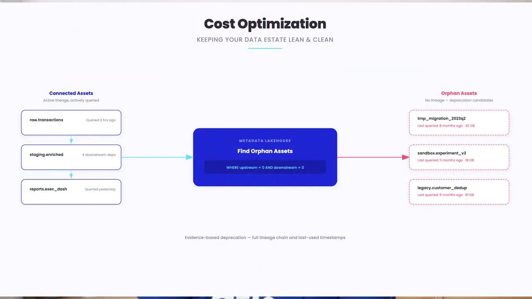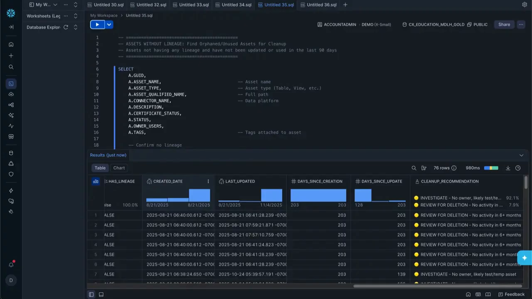Next is keeping our data estate lean and clean through cost optimization. Any asset with no upstream lineage and no downstream lineage is an orphan. It's not feeding anything, and nothing is feeding it. Combined with usage metadata, like last query date, query frequency, storage size, the Metadata Lakehouse gives us the data we need to make confident deprecation decisions. We're not deleting assets based on gut feel. We're querying for evidence that something has been unused for 6 months and has no dependencies. A single query surfaces the full lineage and last used timestamps for every asset in scope.